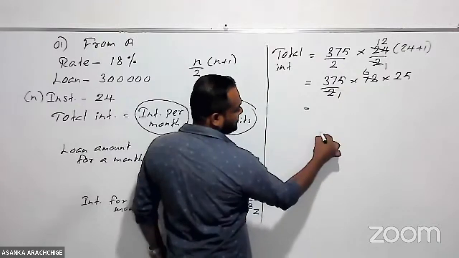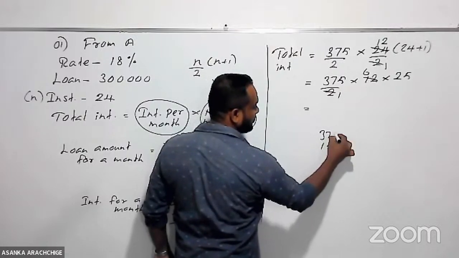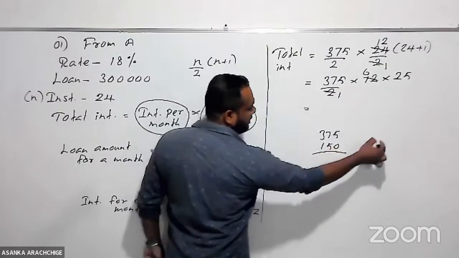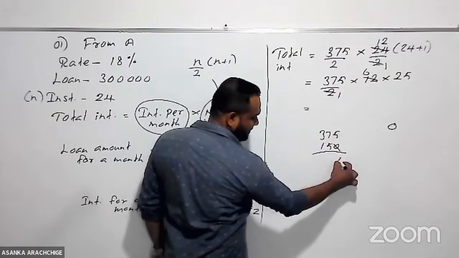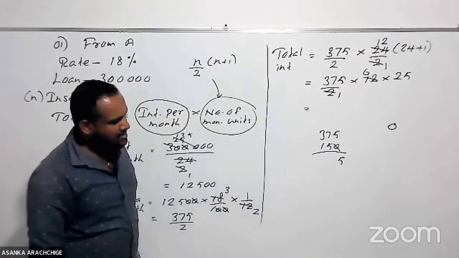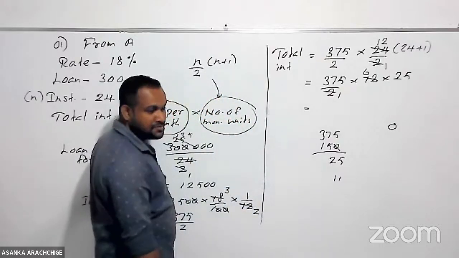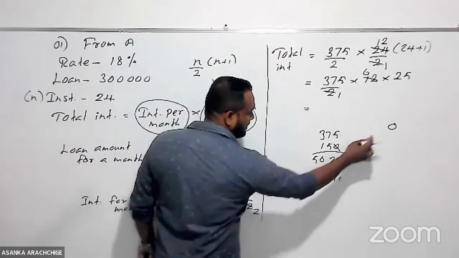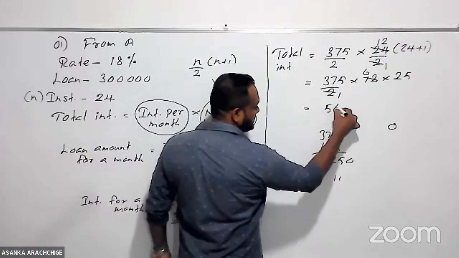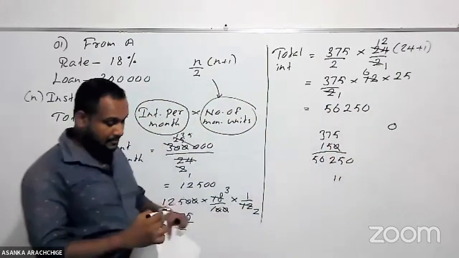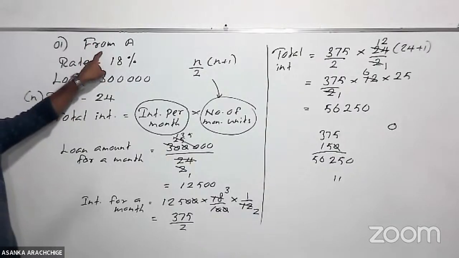Multiply 375 by 150. You can give this 0 to the end of the answer. 15 times 5, 75, 7 remaining. 15 times 7, 105 plus 7, 112. 11 remaining. 15 times 3, 45 plus 11, 56. And this 0, that is 56,250. 56,250 rupees. What is that? That is the total interest this person has to pay if he takes the loan from institution A.